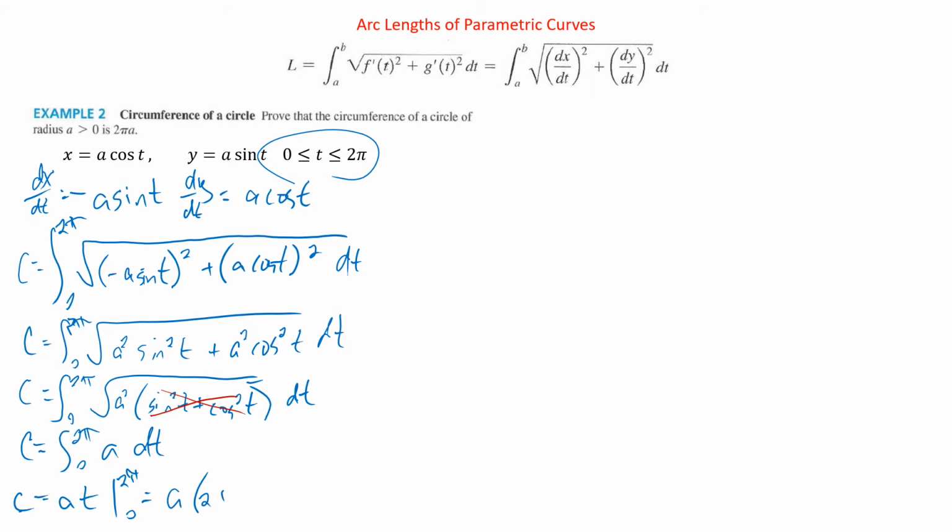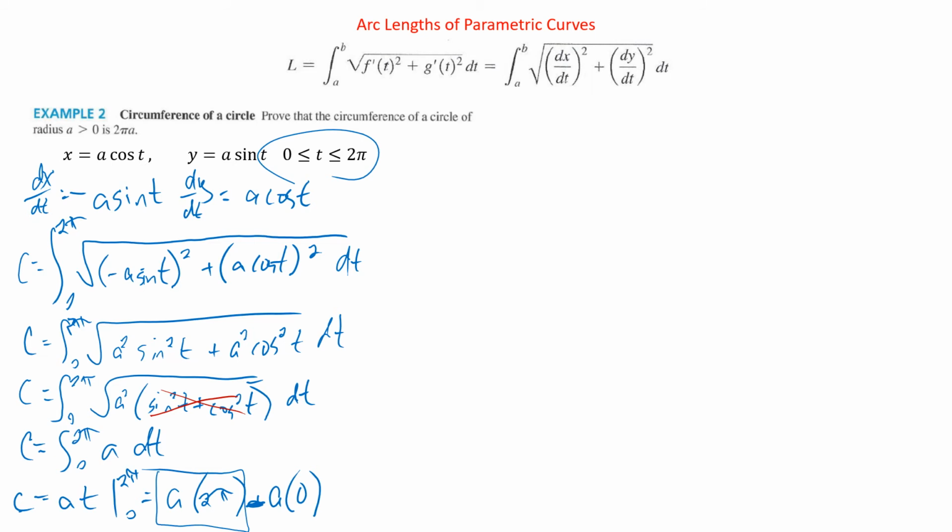We get a times 2 pi minus, it doesn't matter because it's going to be a times 0, which is 0. So the circumference is a times 2 pi, 2 pi times the radius. And so we get the circumference of a circle. Yes, we knew that was going to be the circumference before we ever started, but isn't it kind of fun to see it? So let's do another one.